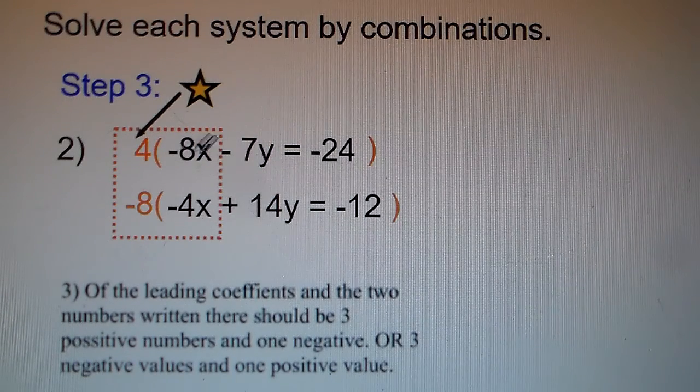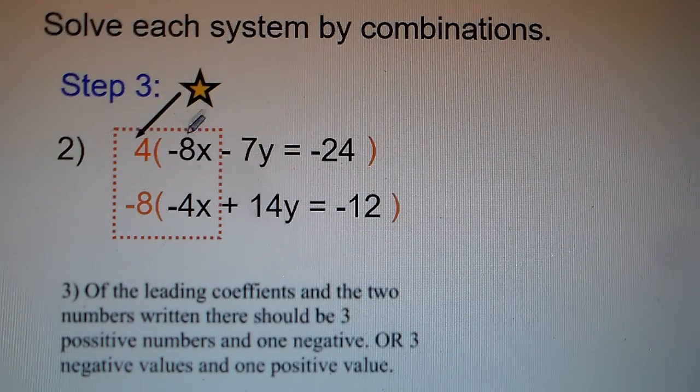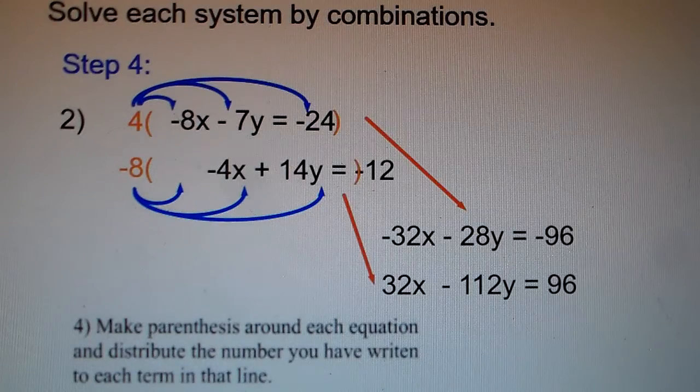In this, it's a 3-to-1 scenario that we need to have, because the whole goal is that we need the x's to be eliminated. The positive and a negative will make a negative number, and the negative and a negative will make a positive number. So the x's will become eliminated. So we distribute it out. 4 times negative 8x is negative 32x. 4 times negative 7 gets you negative 28y. And 4 times negative 24 gets you negative 96. Distribute the bottom. We get 32x minus 112y equals 96.